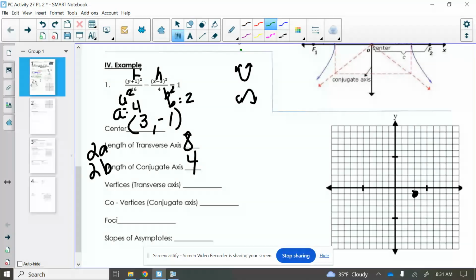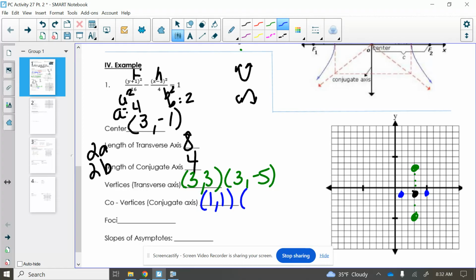Our vertices then, since A is with the Y values, are going to come A units up, so 1, 2, 3, 4 units up, and 1, 2, 3, 4 units down. So these vertices are going to be at (3, 3) and (3, -5). Co-vertices then are coming to the right and left, 2 units. So 2 units to the left and 2 units to the right put us at (1, -1) and (5, -1).